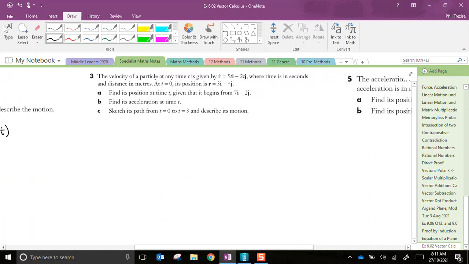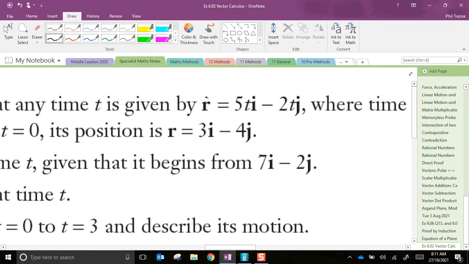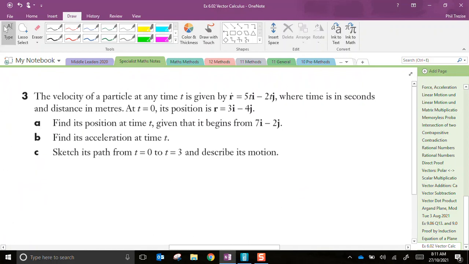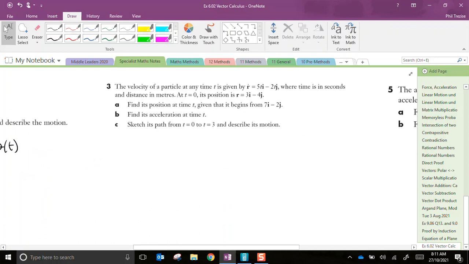So this time they gave us the velocity of a particle. You see how they've written r dot there? It's very easy to miss that little dot. So that's why I don't really like the dot notation very much. So be careful when you're doing these. R dot, or velocity, given by this vector. Time is in seconds, distance is meters.